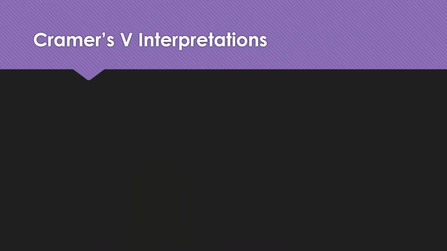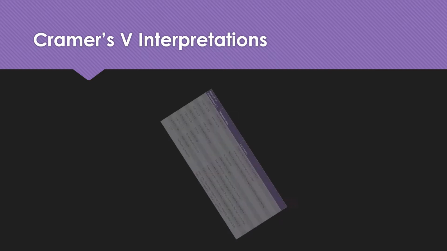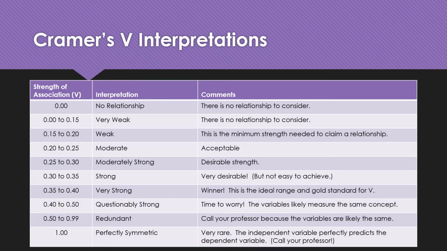Next, we have our Cramer's V interpretations chart. As you can see, it ranges from the strength of association 0.00 to 1.0, to the interpretation, starting from no relationship to a perfectly symmetric relationship, and finally to the comments, starting with there is no relationship to consider to very rare. The independent variable perfectly predicts the dependent variable.